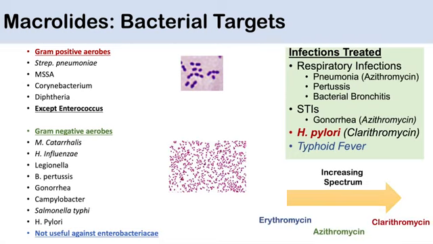So in general, the macrolides all have similar targets, but because erythromycin was the oldest one, there has been some modifications on its original structure to produce azithromycin and clarithromycin, which have increased spectrum of targets. So as we move from erythromycin to azithromycin to clarithromycin, the spectrum of activity against bacteria has increased.